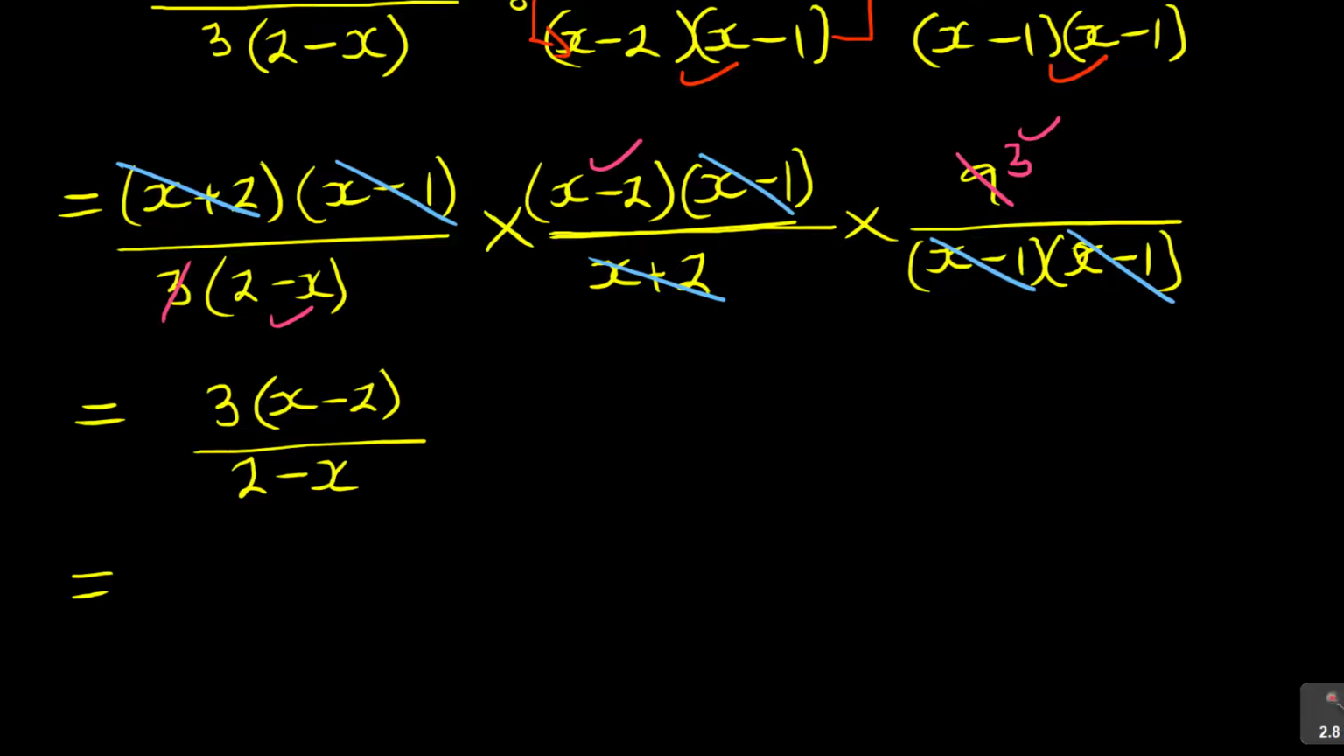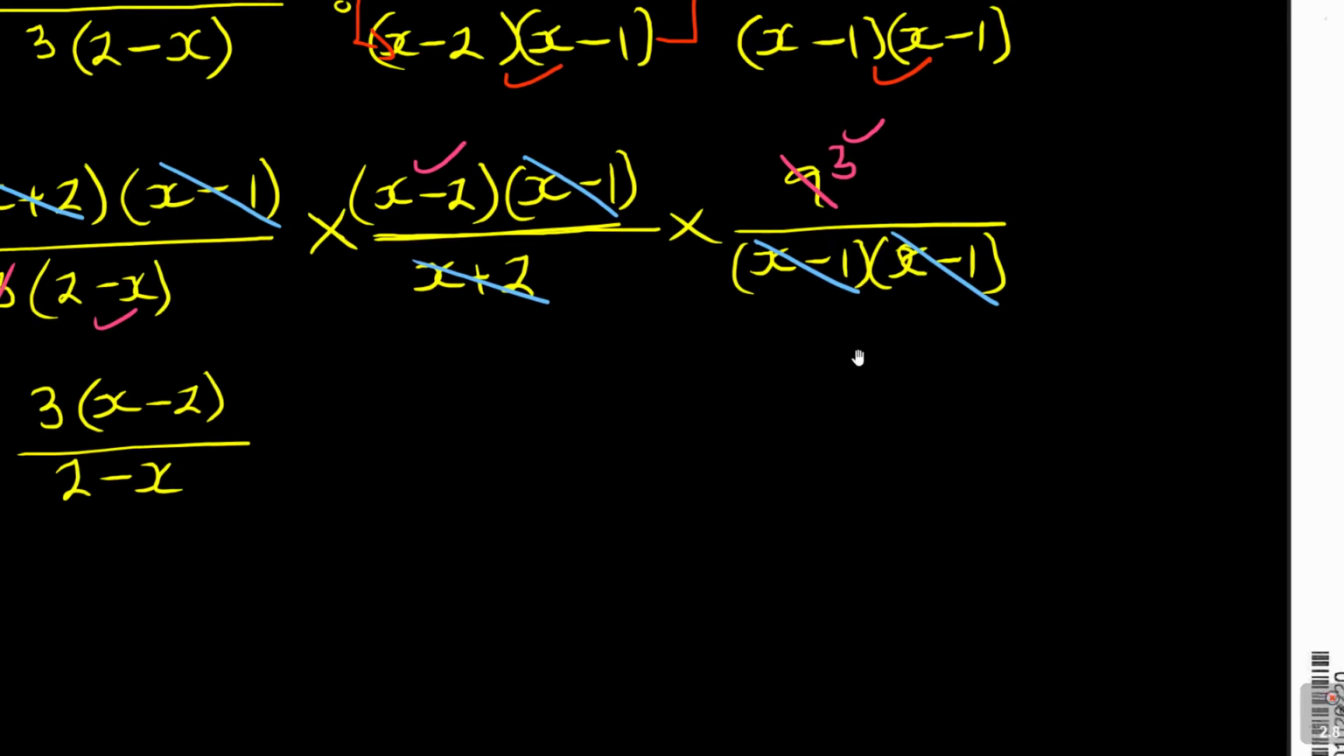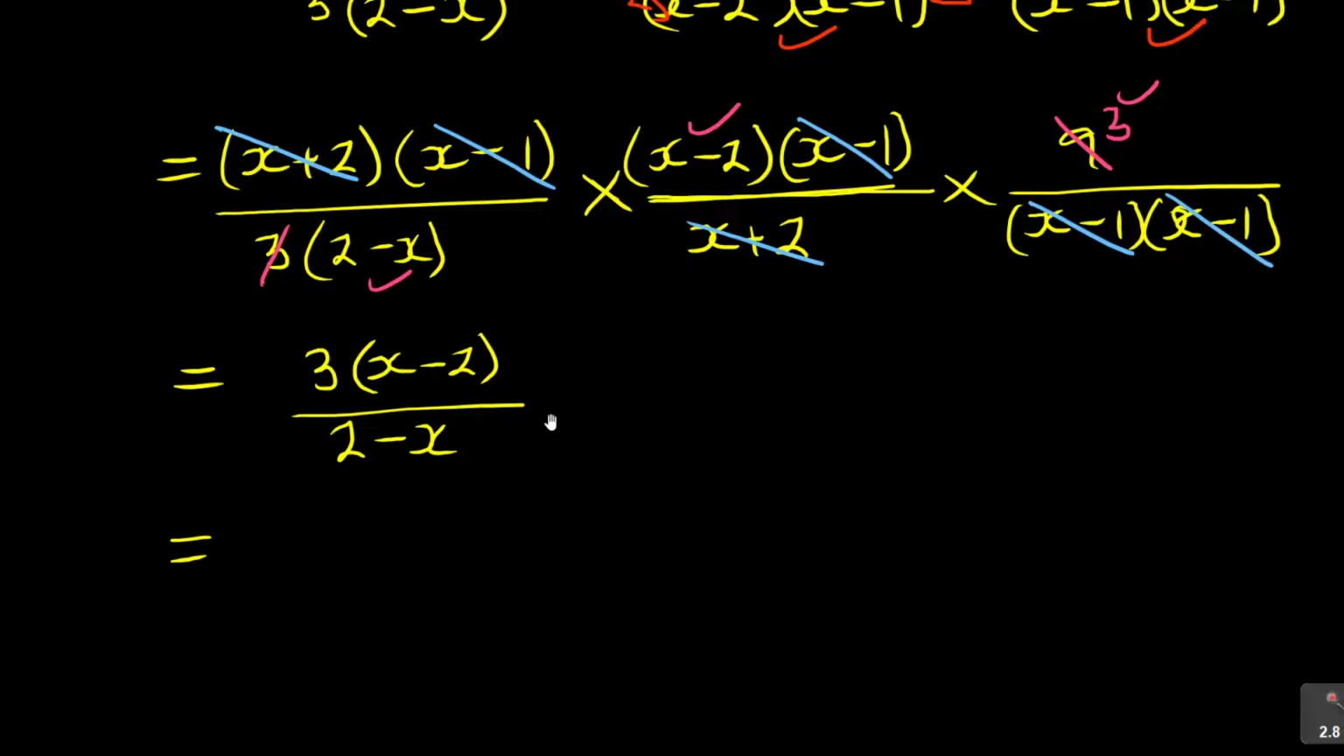Let's look at the question. The question was: simplify the following. You might think this is the end, but actually look at this. I can write it like this, 3 times x minus 2 over, I just want to take out or factorize a negative. What does it mean when you say factorize a negative? It means when you put a negative sign, the signs interchange. So 2 becomes negative 2, negative x becomes positive x.